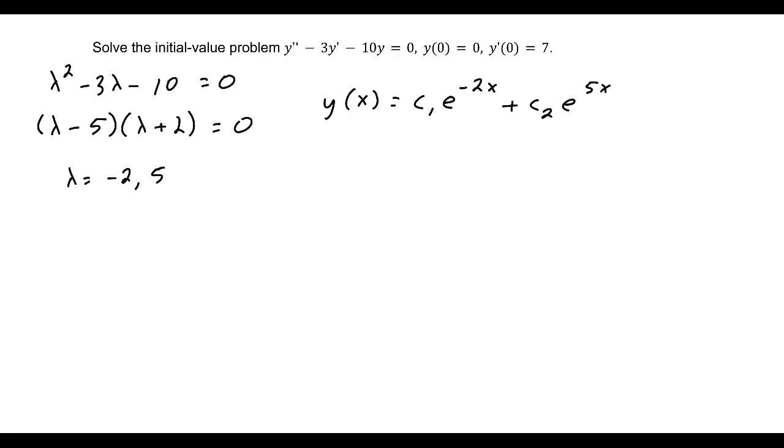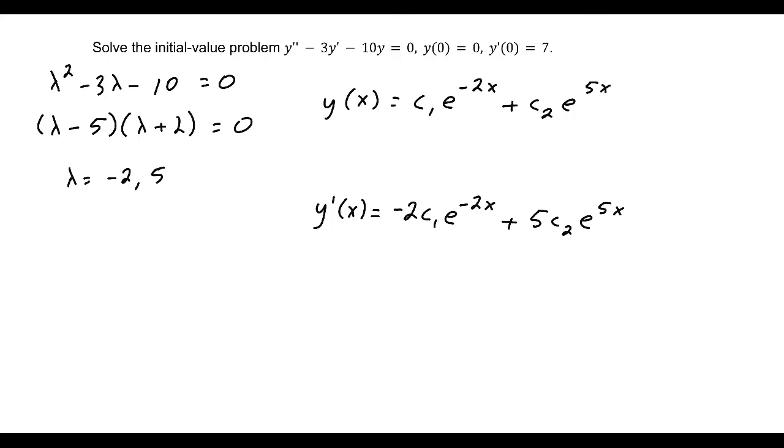Now I'm going to go ahead and find the first derivative of this because we will need it in just a second. So y prime of x is equal to negative 2 times c sub 1 times e to the negative 2x plus 5 times c sub 2 times e to the 5x.